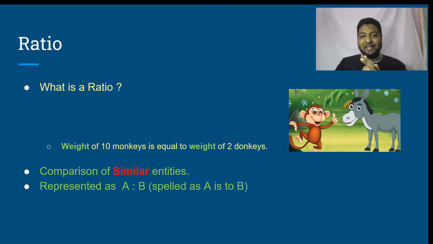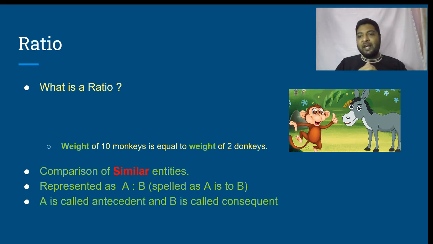It is represented as A is to B. If A and B are similar entities, A is to B, and it is spelled out as A is to B. Here A is called the antecedent and B is called the consequent.